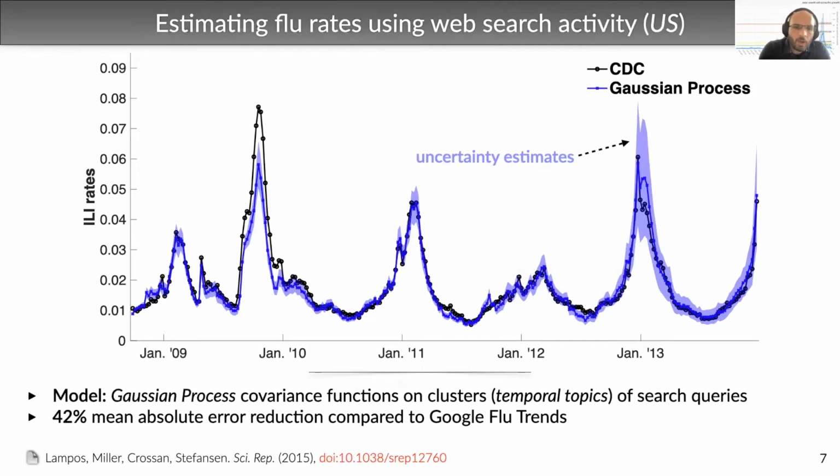So we revised feature selection, the process of deciding which search queries to use in a prediction model, and the machine learning model itself, formulating a Gaussian process that can capture nonlinearities in the relationship between search and disease trends. The accuracy of the estimates improved by 42%.